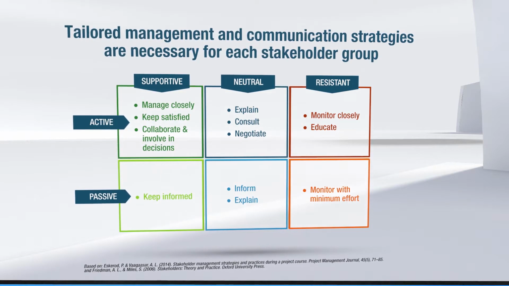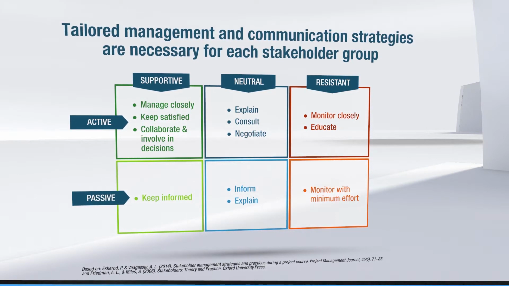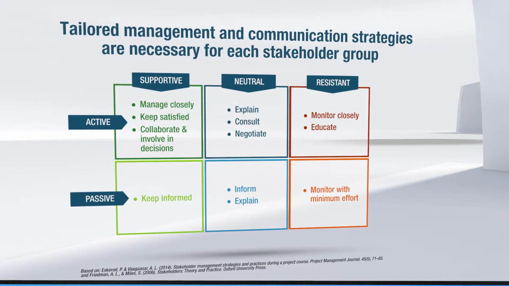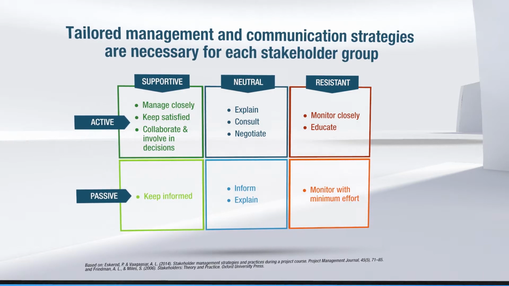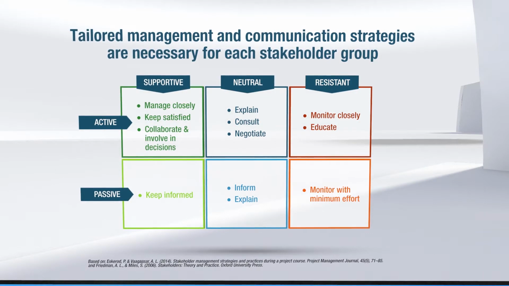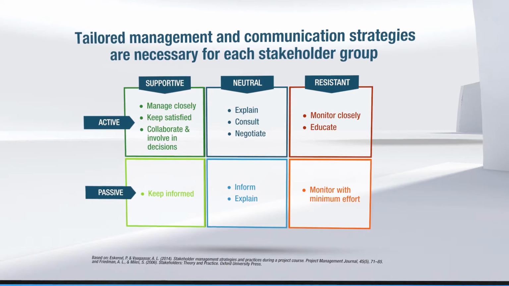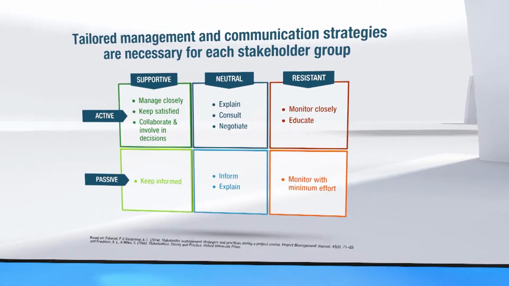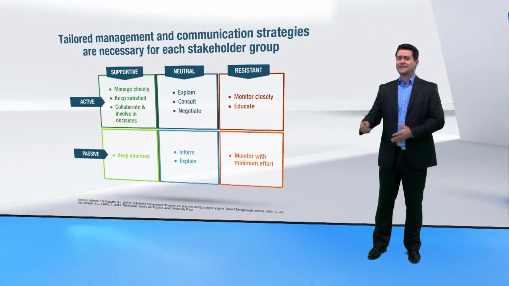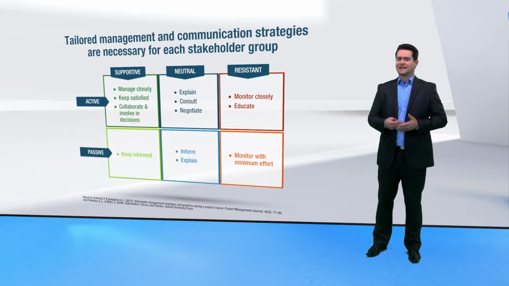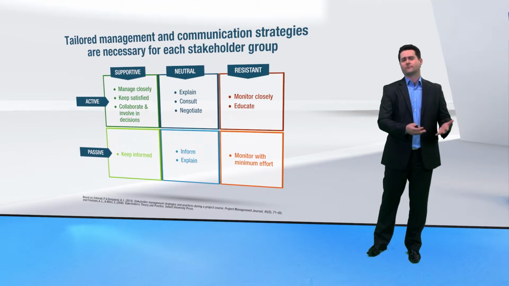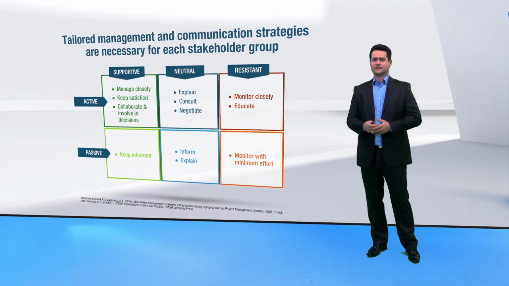Active but resistant stakeholders mean the biggest challenge for you. Ignoring them may result in unpleasant surprises, so you need to monitor them closely. Stakeholders who are resistant and passive need to be monitored as well, but with minimum effort only. For neutral stakeholders, try to build trust and transform neutrality into commitment. At least take steps to prevent them from moving to the resistant side.